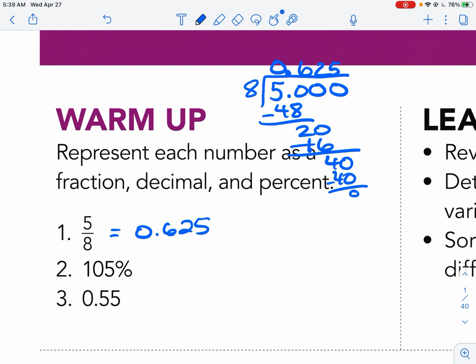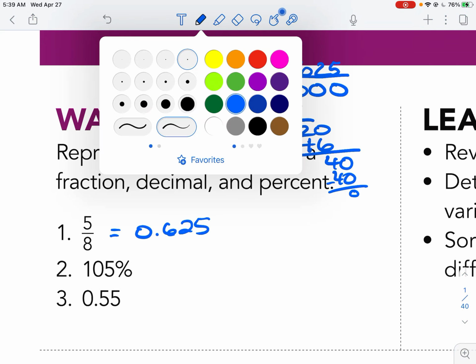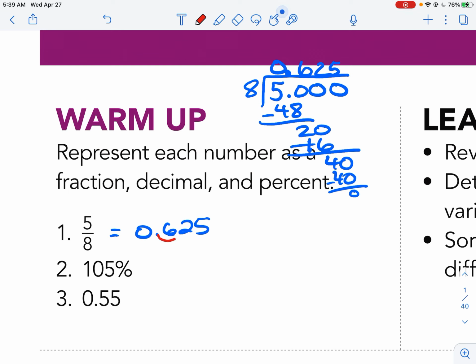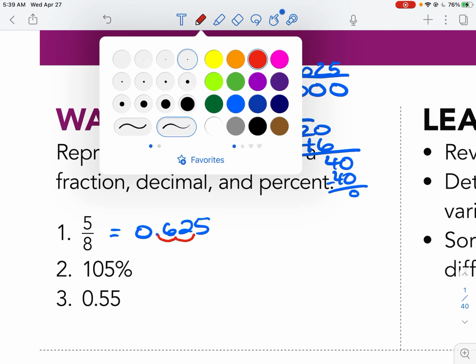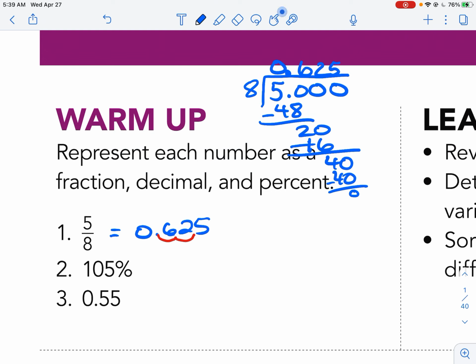0.625. And then in order to make a percent, I move my decimal over 2 times. And when I do that, I get 62.5%. Then, again, my decimal is here, if I would divide it by 100.